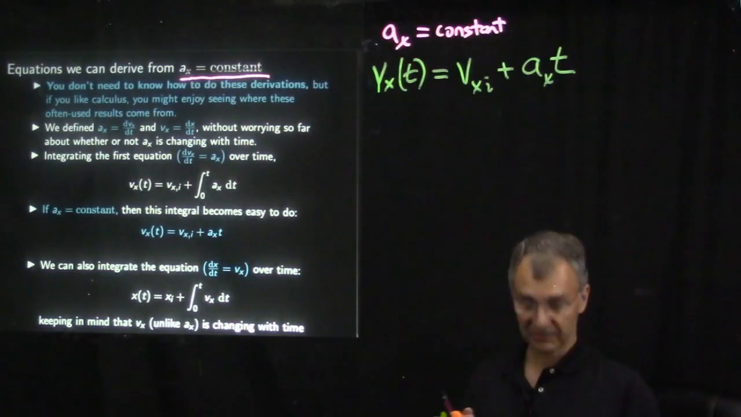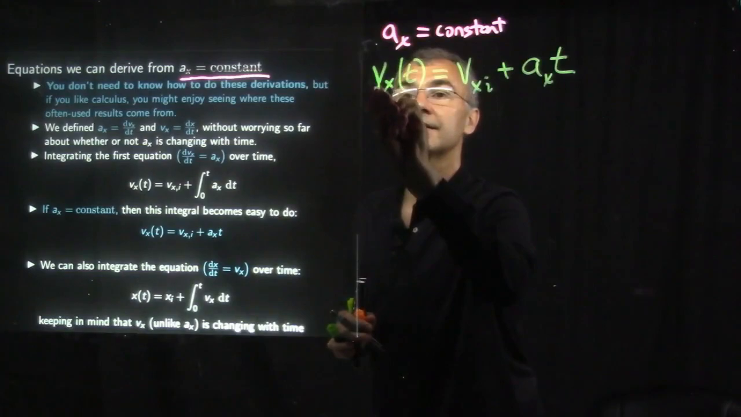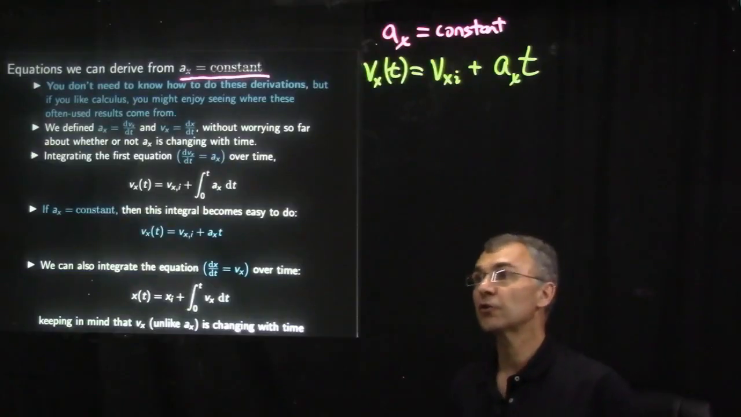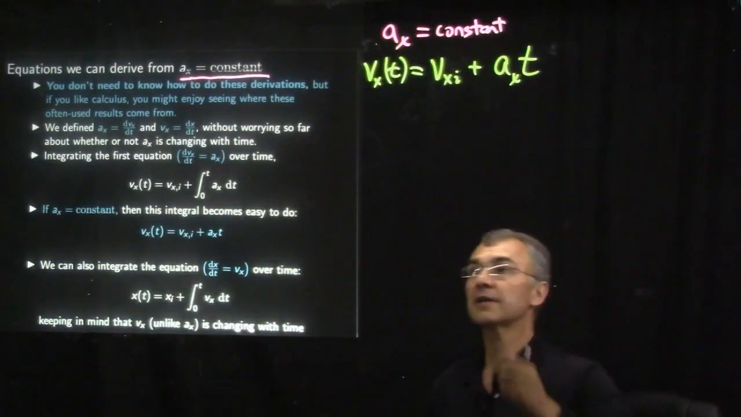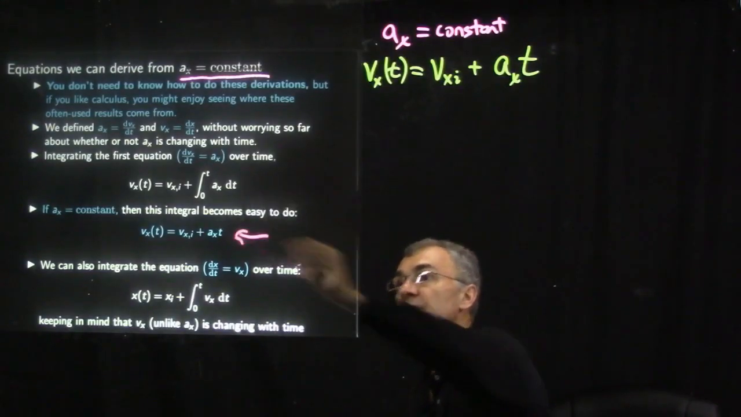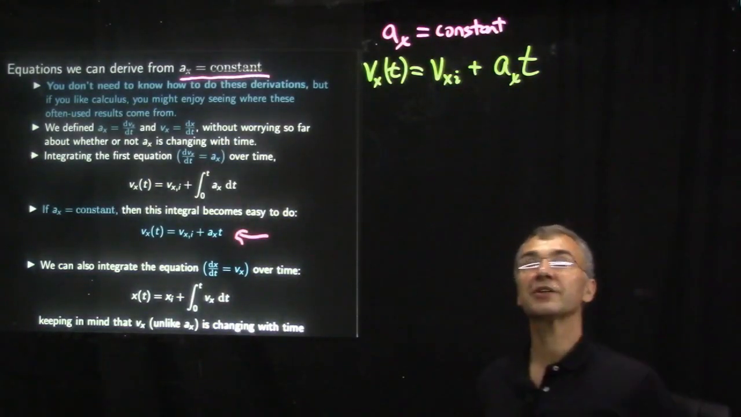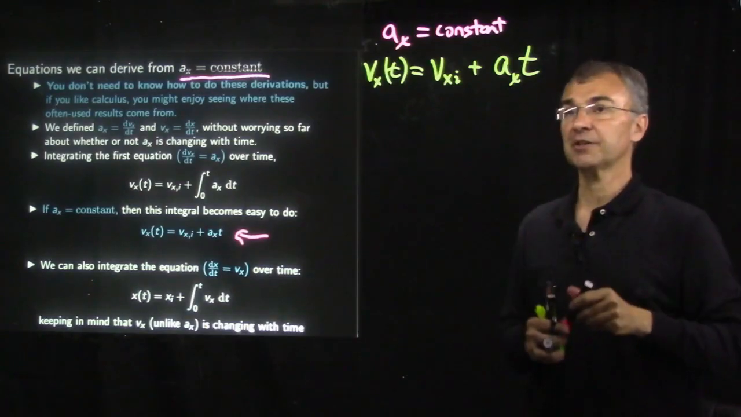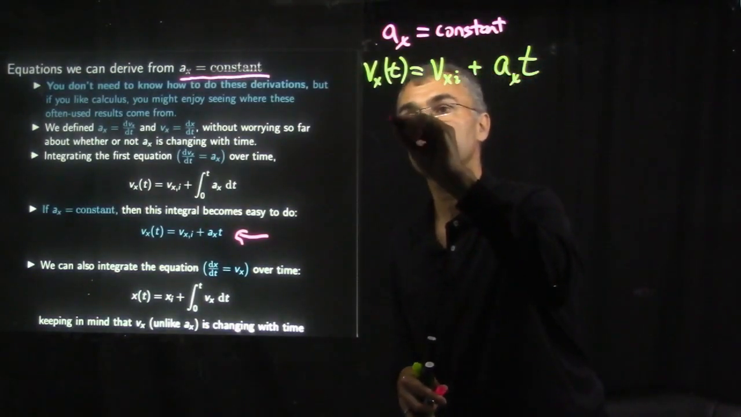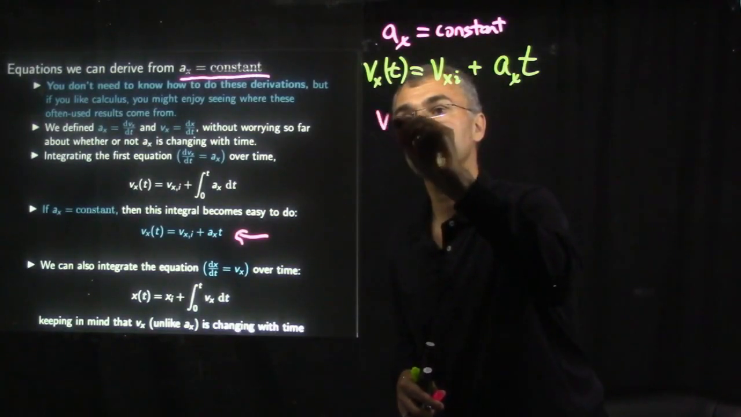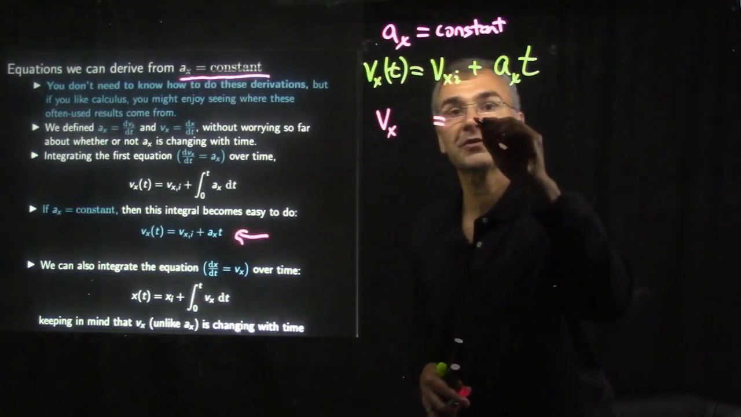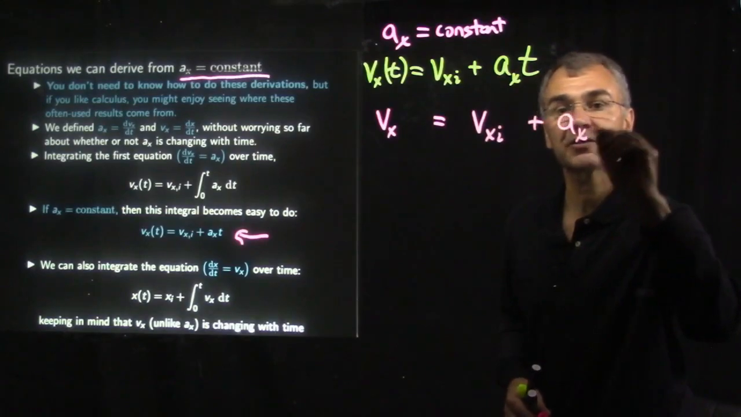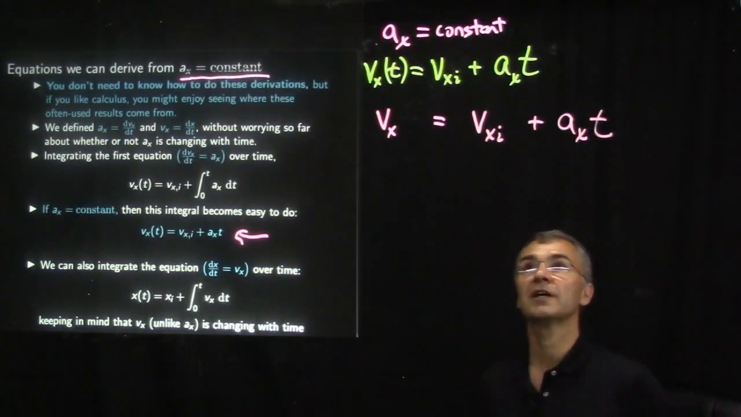Let's take this equation that we just wrote down and make a copy of it and integrate both left and right sides. So we have the first result, which is v sub x is v sub x initial plus a sub x times time. Let's write down a second copy of that and integrate both sides. So we had v sub x equals vx initial, which is just a constant, plus a sub x times t, where a sub x is also a constant.